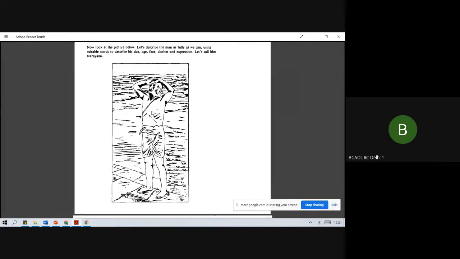He is not that much fat, but he's good looking, and he's not wearing clothes because he's doing some worshipping or morning prayer. It is the morning time, so he's not wearing clothes, and he's looking at sunlight because he is doing morning prayer. This is how you can write about the person.